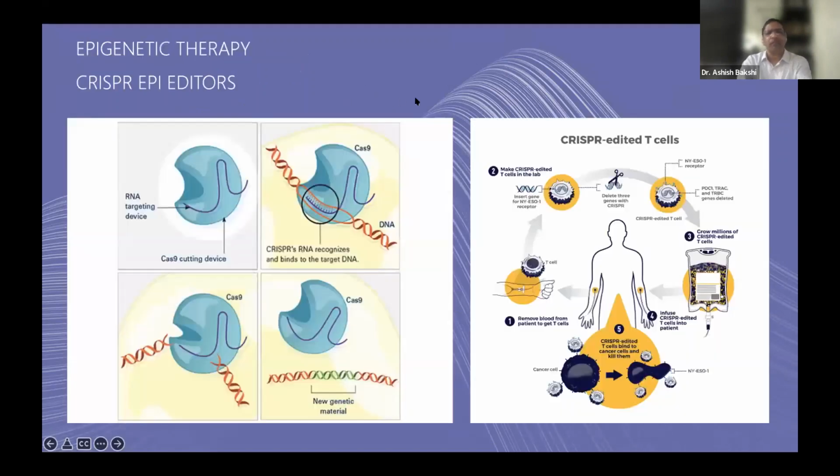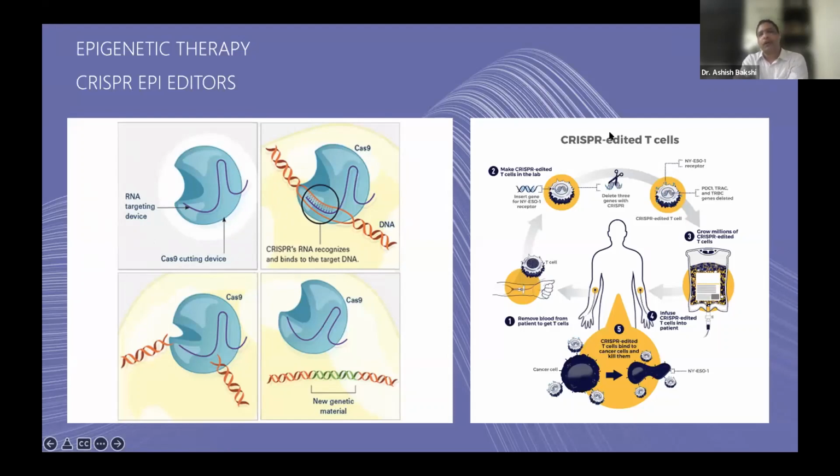Now, another therapy that is being used for targeting the epigenetic machinery is the CRISPR epi-editors. CRISPR is a gene editing technique. CRISPR stands for clustered regularly interspaced short palindromic repeats. In this, basically, RNA marks the site where the DNA needs to be pricked, and Cas9 is a cutting device. Once the CRISPR RNA recognizes and binds to the target DNA, the Cas9 enzyme will cleave that DNA part, and then you can insert new genetic material. This technique of CRISPR gene editing is currently being explored in a lot of hereditary conditions, including thalassemia.